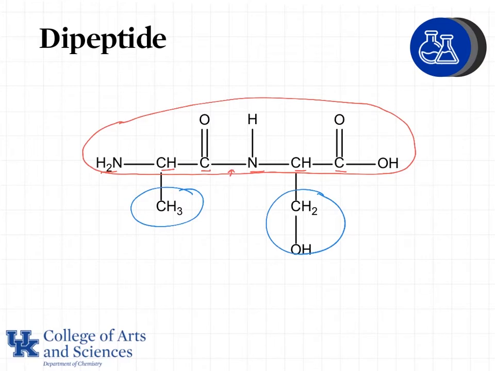If we look at where the bond formed here, which is also where it will break in hydrolysis because those are opposite reactions, we will see that it's right between the carbonyl and the nitrogen. So we have NCC, NCC. That's the pattern we're looking for in our peptides.